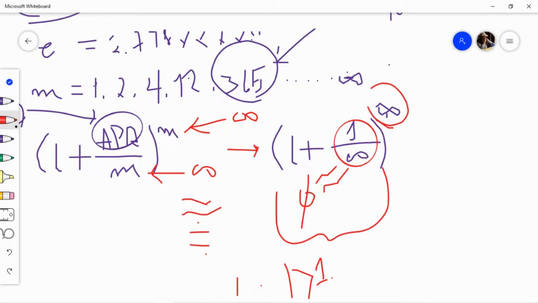The problem would be very easy if this thing were completely 0, just 0. Then it's just 1, and if you raise 1 to infinity, it will still be 1. 1 squared is 1, 1 cubed is 1, 1 times 1 times 1 infinitely, still 1. But this is not 1. It's slightly greater than 1. If you raise something slightly greater than 1 to infinity, what's it going to be?